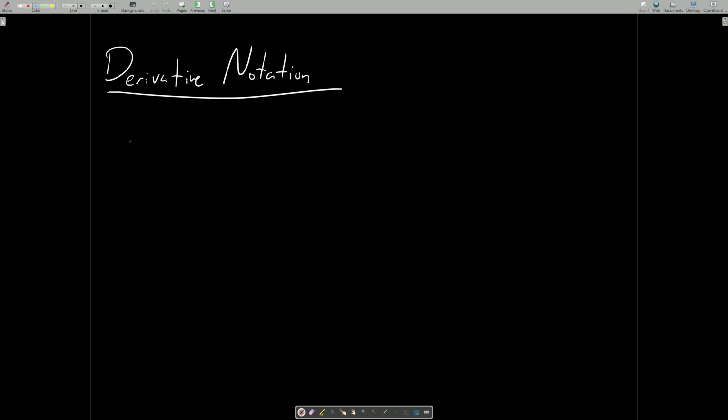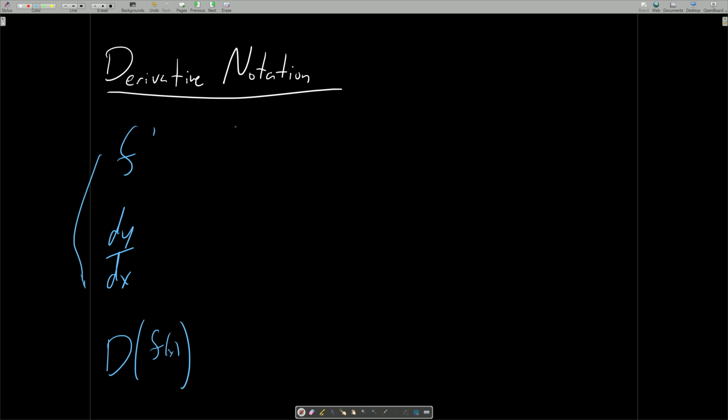Derivative notation, you can write derivatives many ways. F prime is one of the most common. You also have dy over dx. And some, I haven't seen this, but you may write d of a function. You may see derivatives written down. You'll only find these on the AP test most likely.